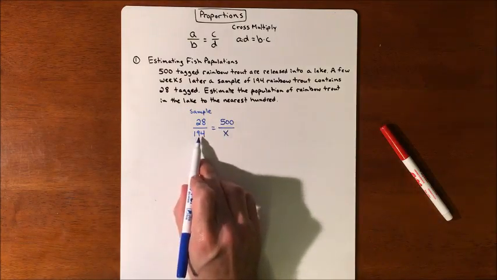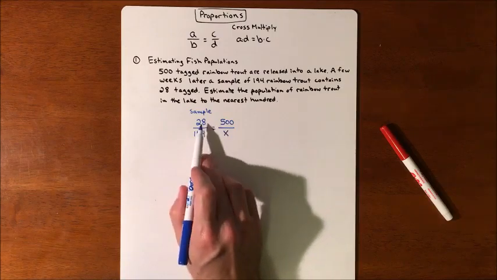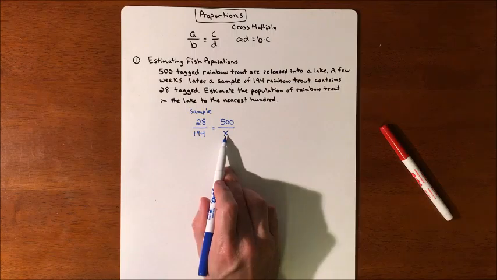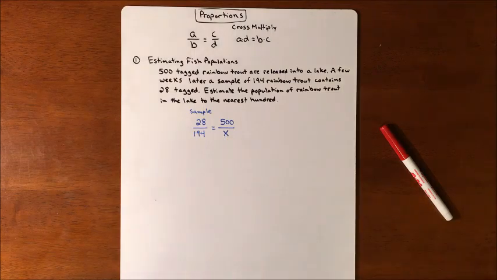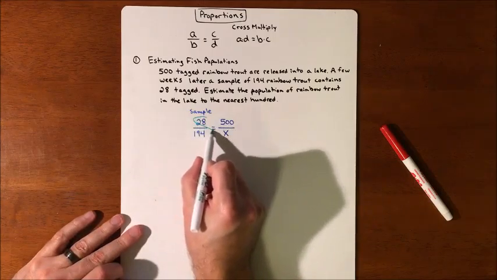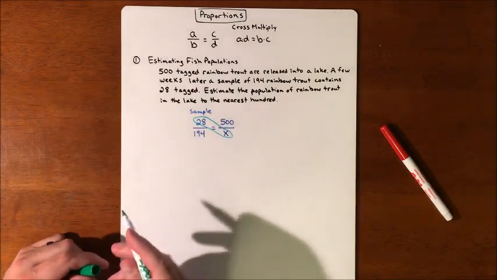So this is our total sample. This will be our total population. This is the tagged out of our sample. This will be the tagged out of our total population. And since we have a proportion, we can cross multiply to solve. So we have one cross product. We'll do the variable one first. It really doesn't matter, but we'll do that cross product first.